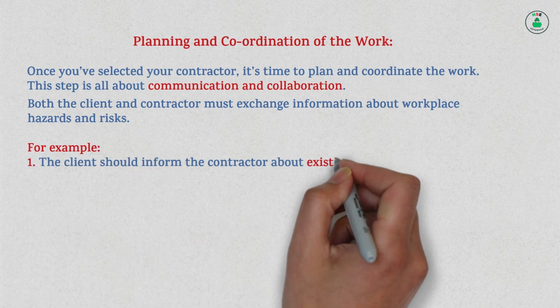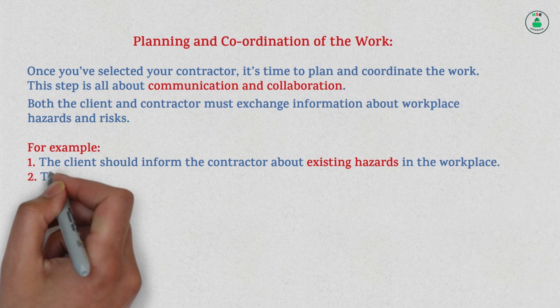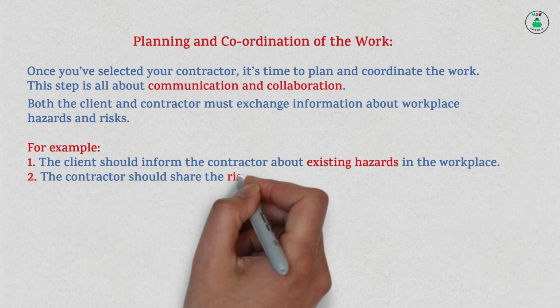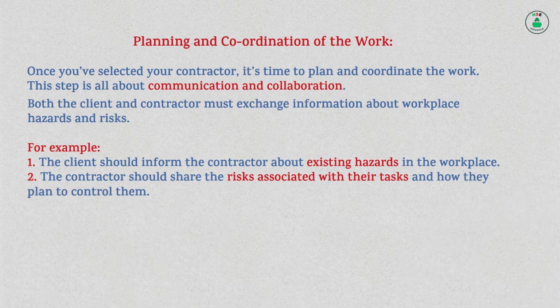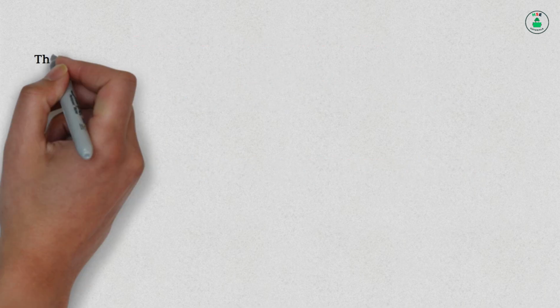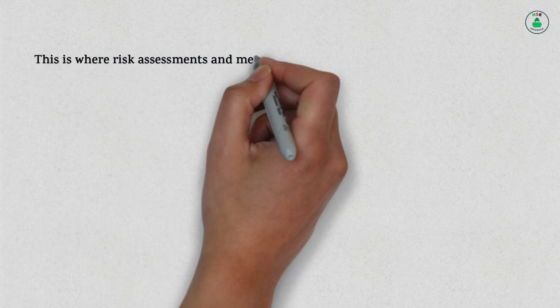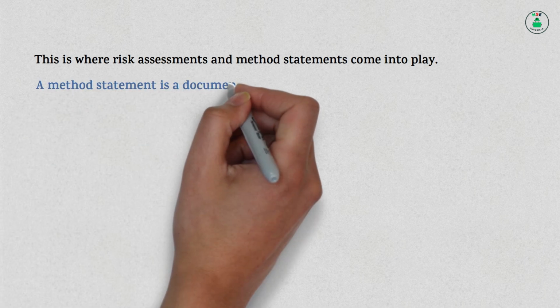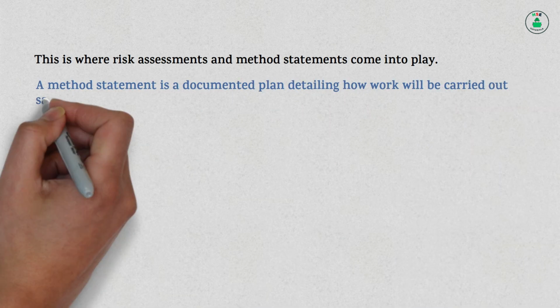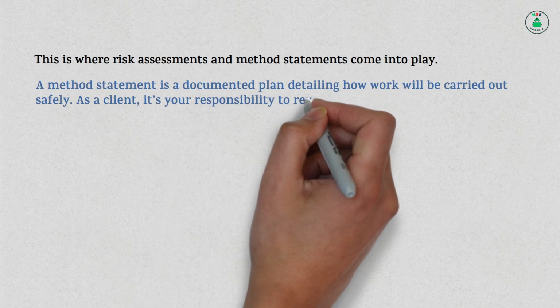For example, 1. The client should inform the contractor about existing hazards in the workplace. 2. The contractor should share the risks associated with their tasks and how they plan to control them. This is where risk assessments and method statements come into play. A method statement is a documented plan detailing how work will be carried out safely.